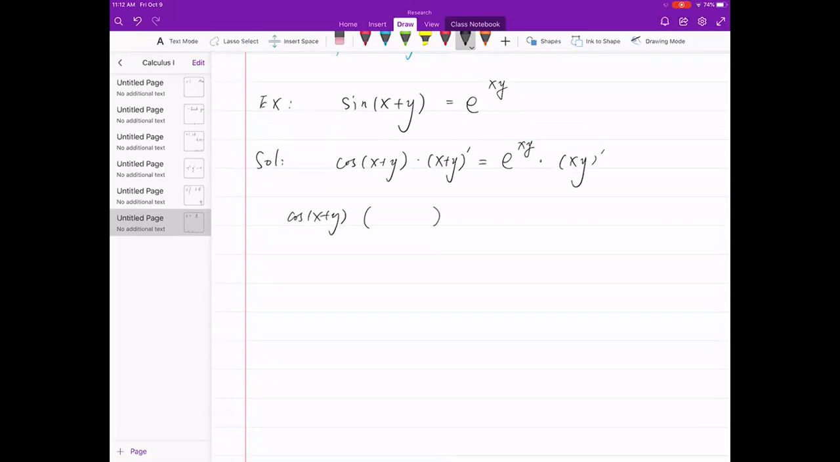The derivative of x plus y: well, the derivative of x is 1, and the derivative of y is just y prime. Like we mentioned last time, x and y are both functions of x. So technically we have a product rule here, and x prime gives you 1.